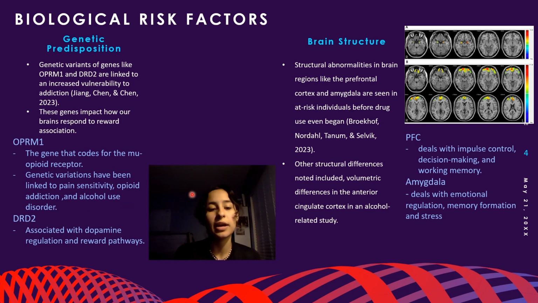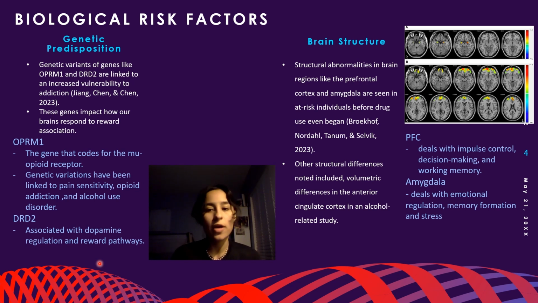So the OPRM1 gene is the opioid receptor. Its genetic variants have been linked to pain sensitivity, opioid addiction, and alcohol use disorder. The DRD2 gene is associated with dopamine regulation and reward pathways. And so these genes impact how our brains respond to reward association.